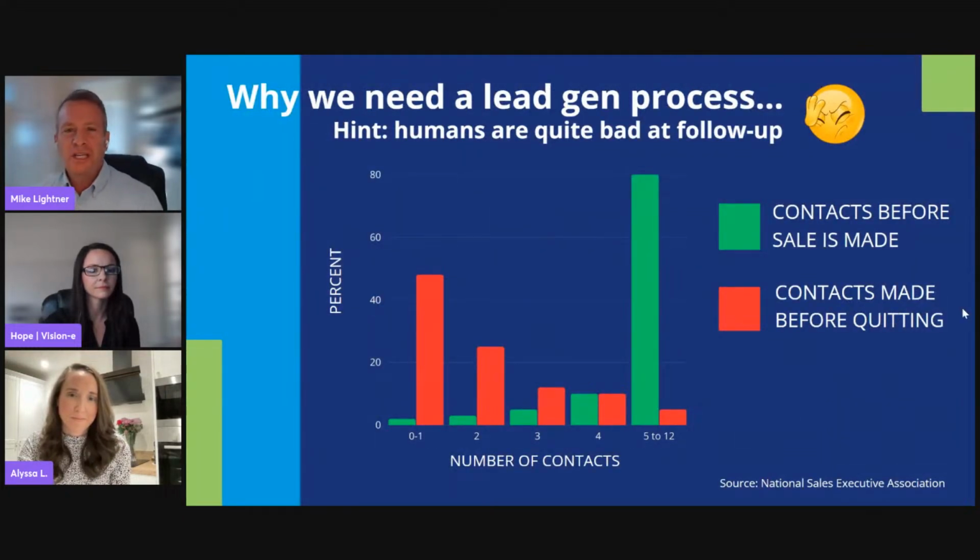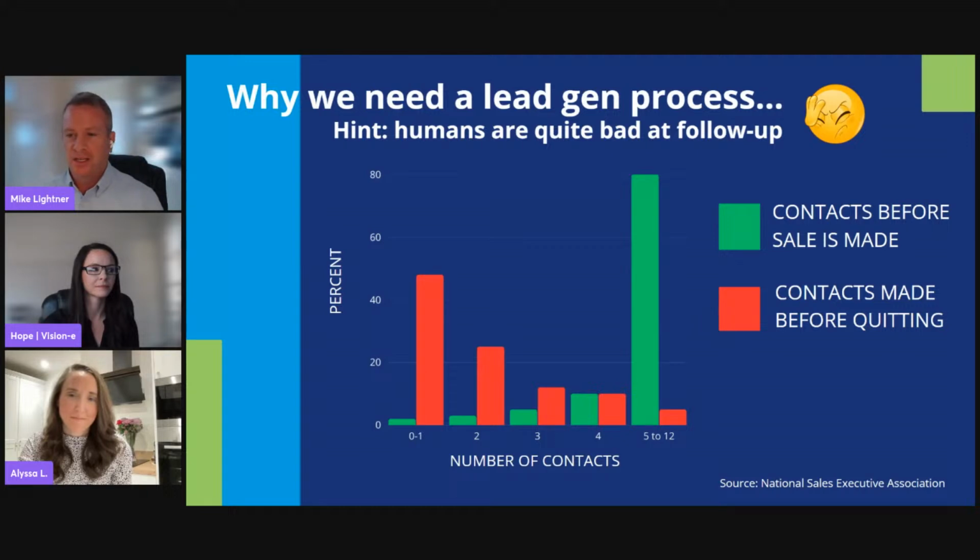All right, why we need a lead gen process. It is because even though we think we may be good at follow-up, we are not. Humans are actually really bad at following up. This chart is one of my favorites. The red bar is the number of contacts that sales reps typically make before they give up and quit, and the green bar is when sales actually occurred. How many contacts does it take until that sale actually closes? You can see the discrepancy here.